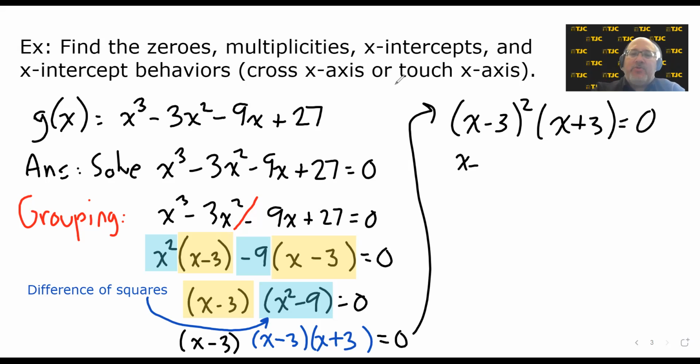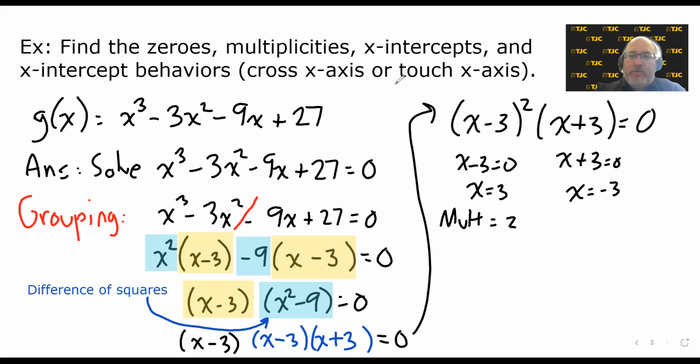We solve x minus 3 is equal to 0. That gives us x equal to 3. And we solve x plus 3 is equal to 0. That gives us x equals negative 3. The multiplicity of x equals 3 is 2 because that's the power on the factor. And the multiplicity of x equals negative 3 is 1 because that is the implied power on the factor.